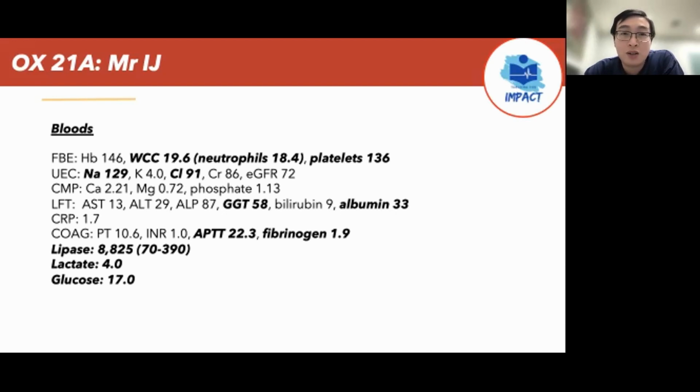Any other investigations that you might want to order? This is more leaning down towards, okay, we're pretty sure this is pancreatitis. What might have caused this pancreatitis? I'm trying to work out the cause. What other investigations would you order? Feel free to contribute in the chat as well. Any other blood tests, imaging modalities?